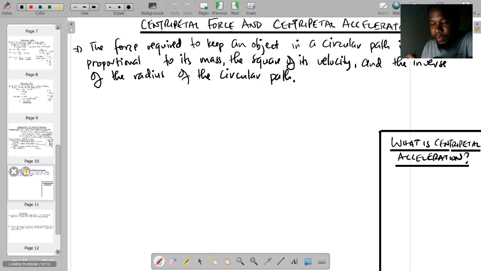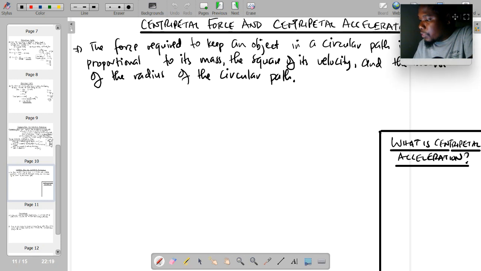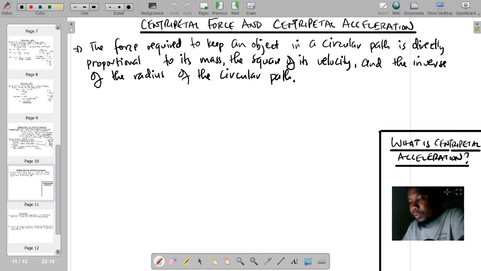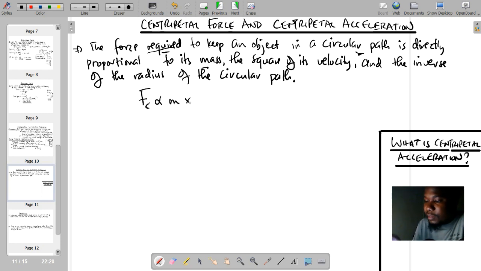Okay, now look here. What I want you to see is that, first of all, the force required to keep an object in a circular path, well, we've established this in the previous slide. We said the force required here to keep an object in a circular path, that's what we call centripetal force, is directly proportional to the object's mass. And they're saying to the square of its velocity. Okay, and then also to the inverse of the radius of the circular path. Remember, it had an inverse relationship with the radius.